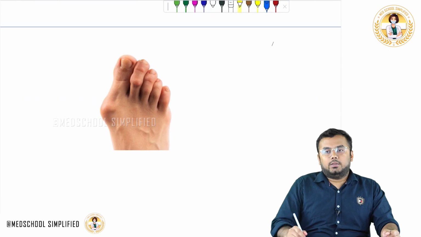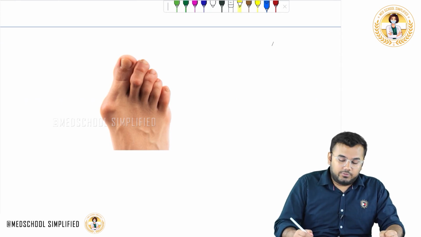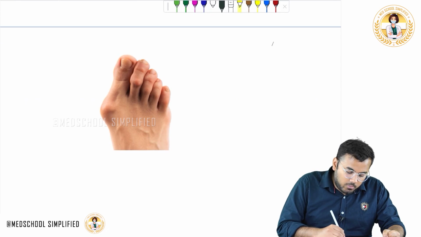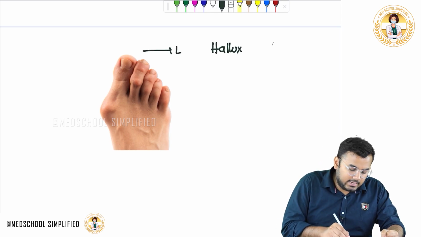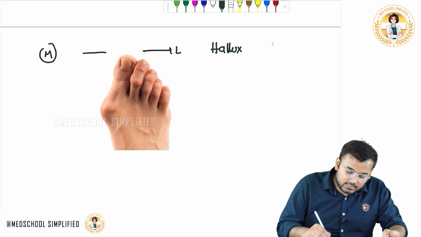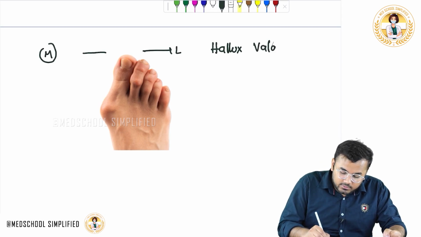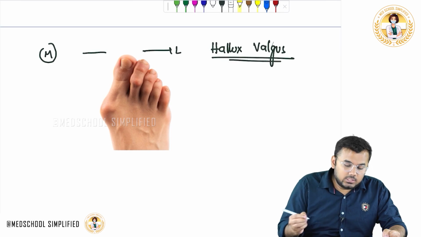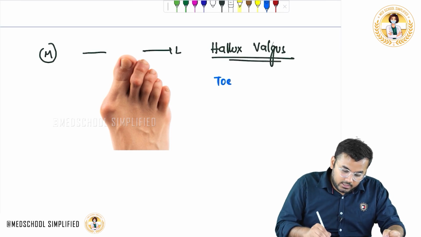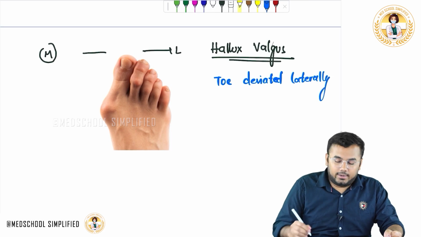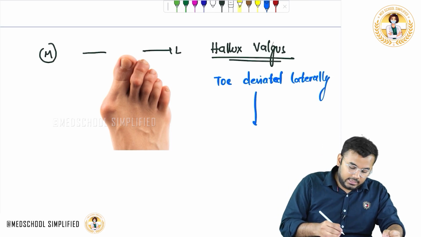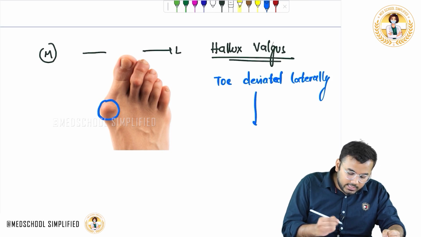Next important thing which you can see here is that there is a problem with the great toe. This is called hallux, and the great toe is looking laterally. See, this is the lateral, this is the medial. The great toe is towards the lateral side. So this is called hallux valgus. In this hallux valgus, what is happening? The toe is deviated laterally.